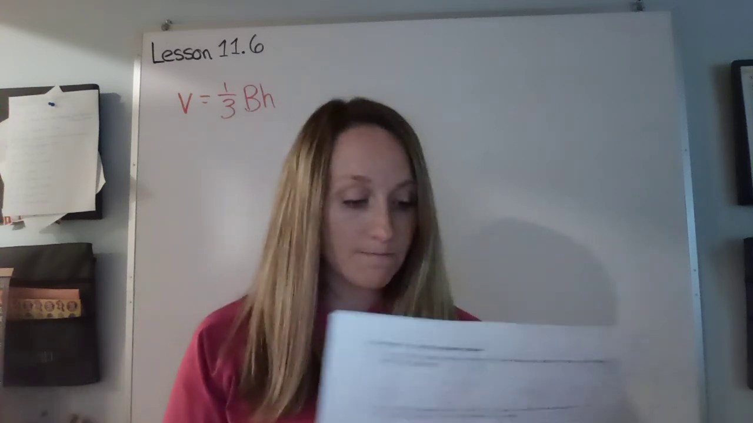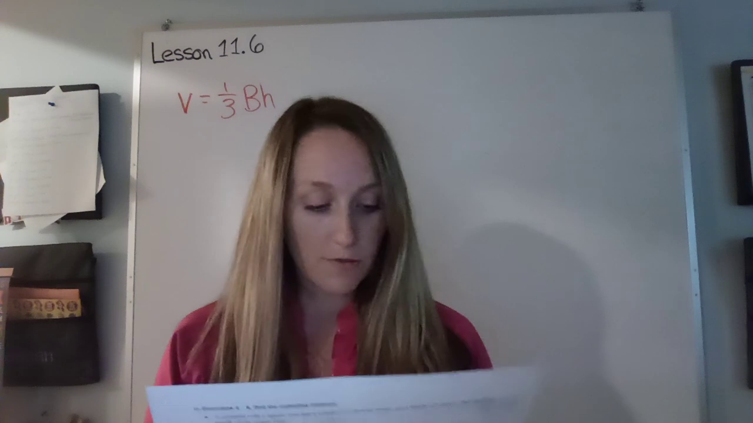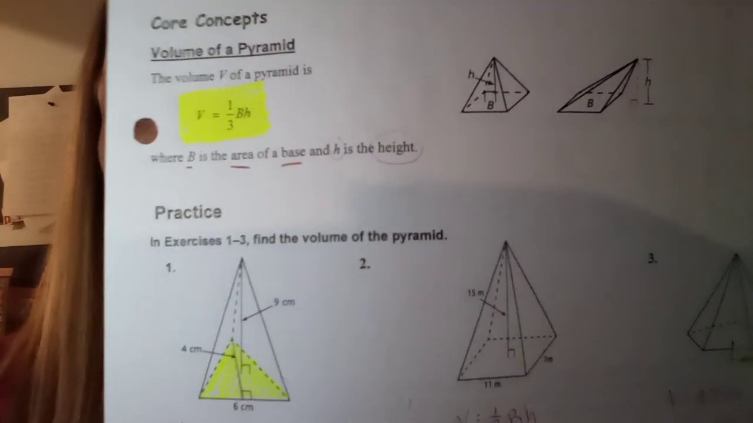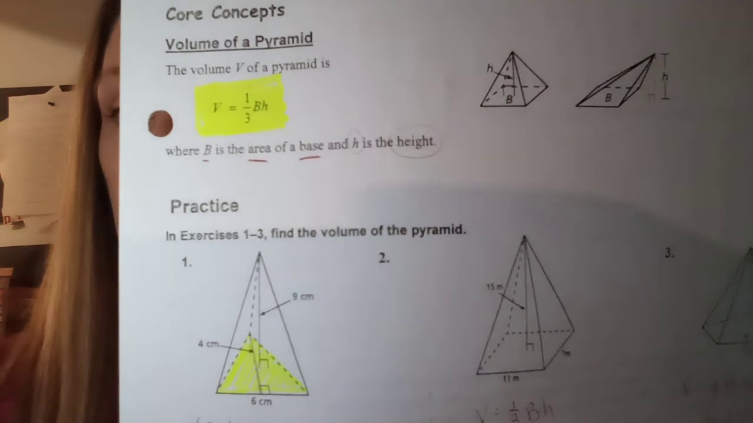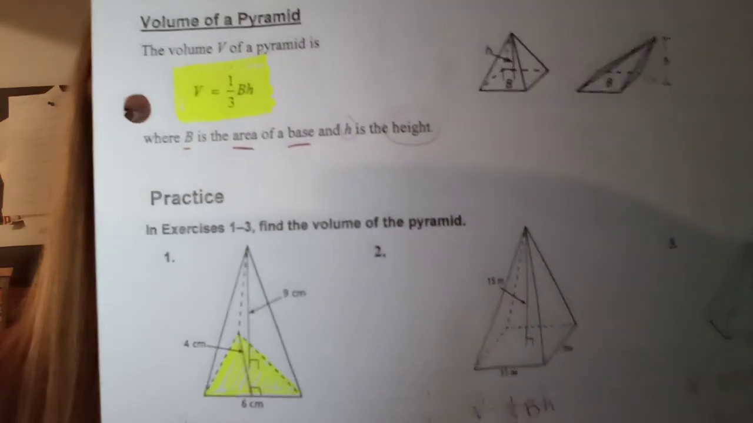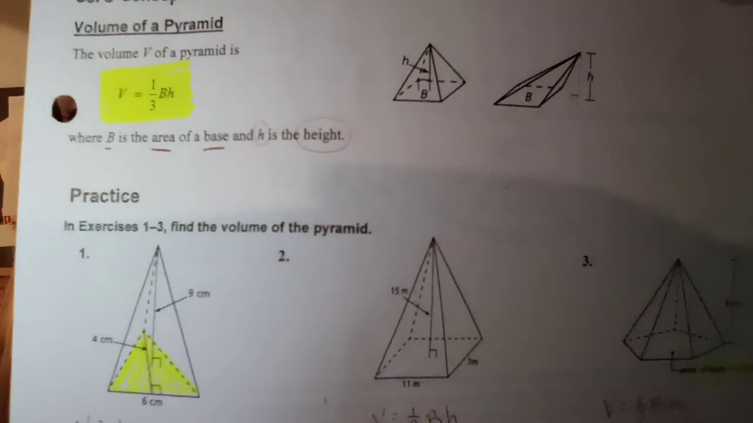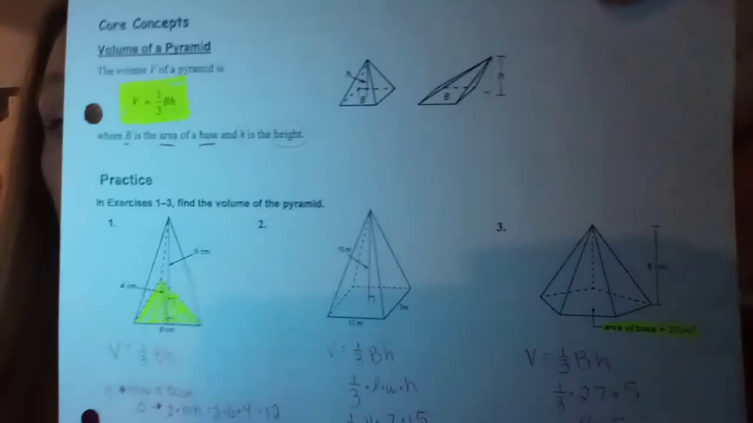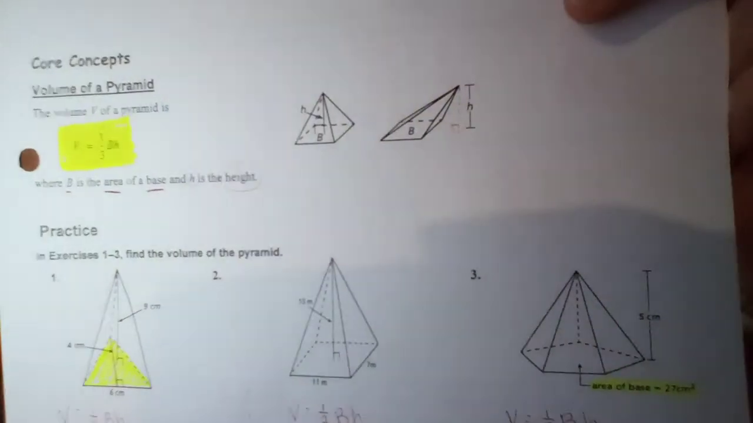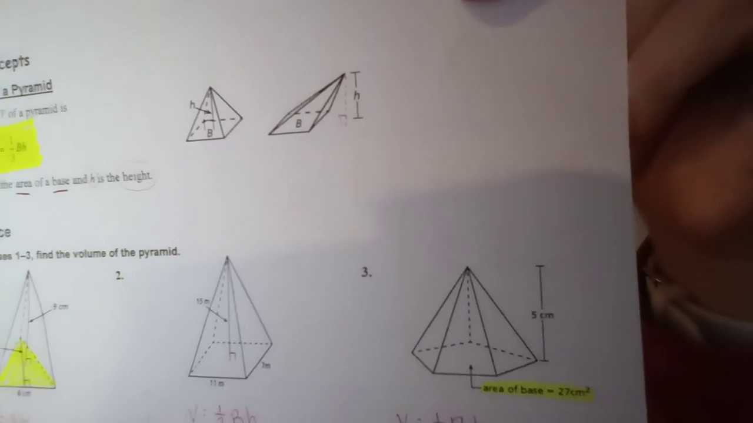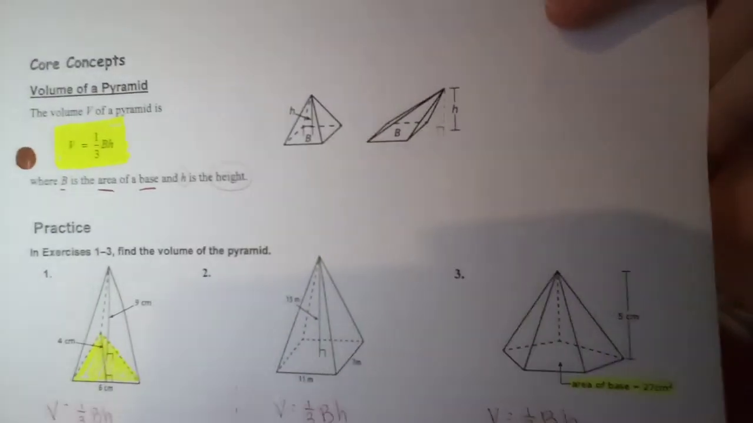The first figure is a triangular pyramid, and we name our pyramids based on the shape of the base. See that triangle on the bottom, the yellow figure? That's your base. Since it's a triangle, we call it a triangular pyramid. The next one isn't a square, it's 11 by 7, so we call it a rectangular pyramid. The next one has a 5-sided base, so it is a pentagonal pyramid. That's how you name your pyramids.